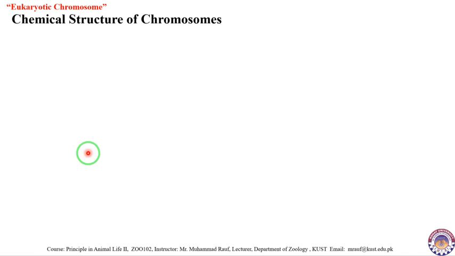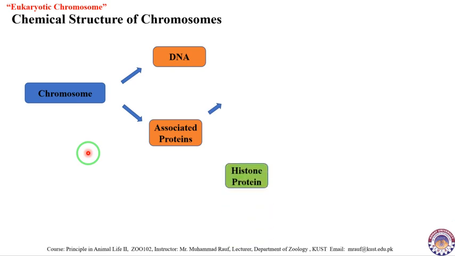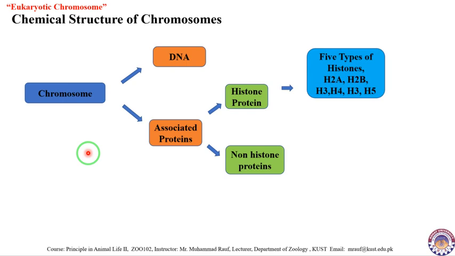Now we come to the chemical structure of chromosome. So the chromosome is composed of DNA and associated proteins. The associated proteins can be histone proteins or non-histone proteins. The histone proteins are further classified into various types: H2A, H2B, H3, H4, and H5.